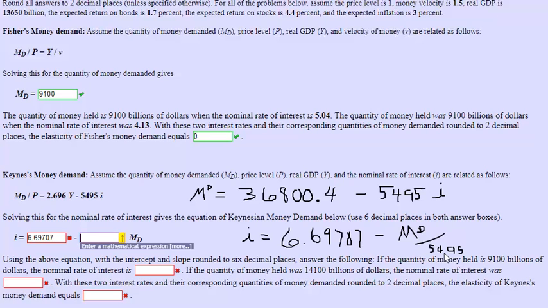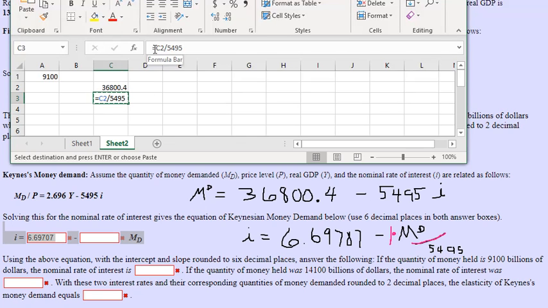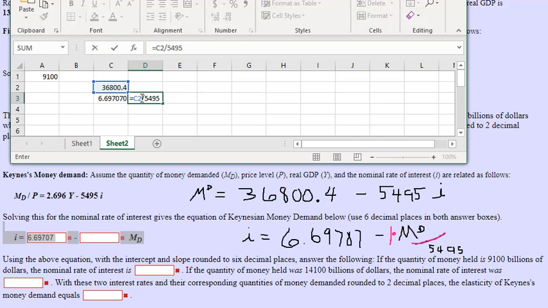Now I need 1 divided by 5495, right? Because the coefficient of MD is 1, right? So I got to divide 1 by this value here, 5495. That gives me the slope of that equation. Okay. So what I'll do is I'll just grab this and right here I'll paste it and I'll just get rid of C2 and replace it with 1.